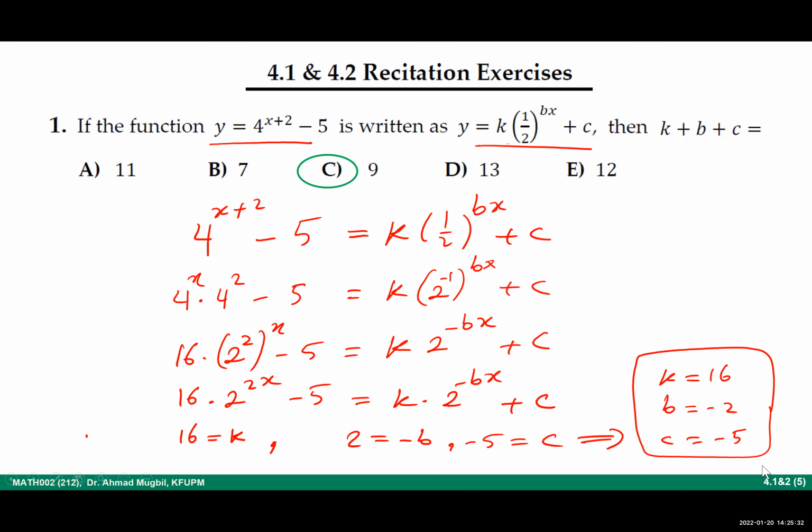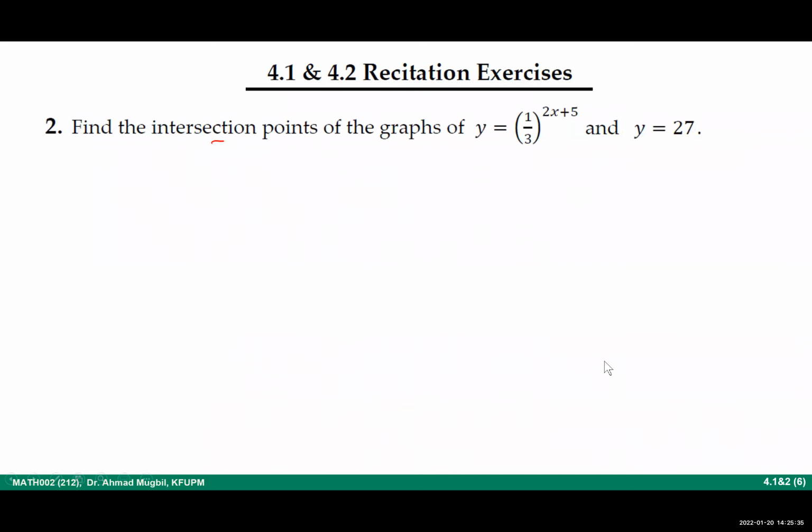If you didn't solve this one, for sure you will be able to solve this one. This is the second recitation exercise, and you can solve it. Believe it or not, you can solve it. Even though we didn't start 4.1, 4.2 for real, you can solve this exercise.